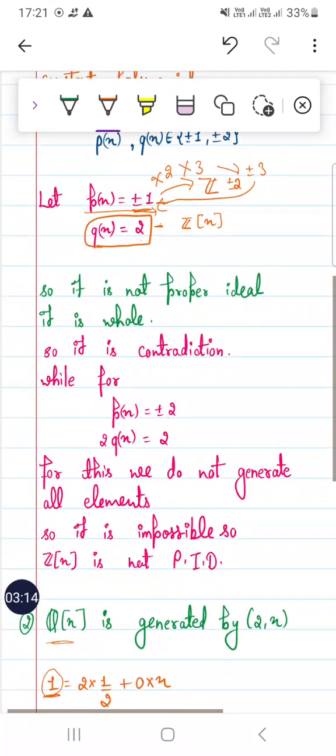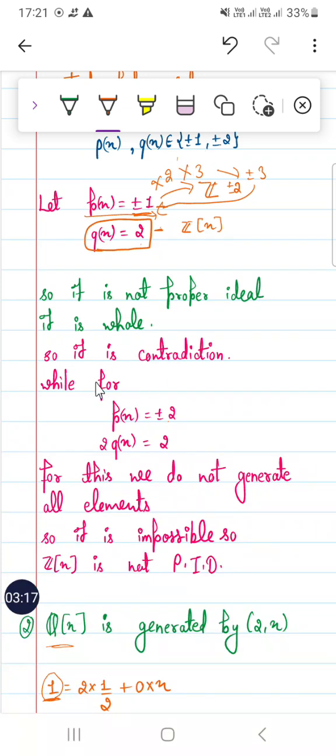Now the second choice: p(x) equal plus or minus 2 and q(x) equal 1. In this case we do not generate all the elements, because plus or minus 2 generates only multiples of 2, not all the elements of this ideal, so it is impossible. So <2, x> is a proper ideal that is not principal, so Z[x] is not a principal ideal domain.